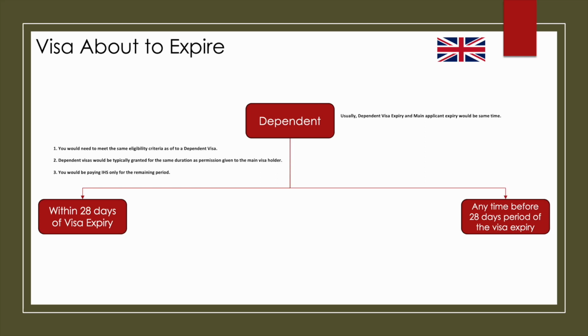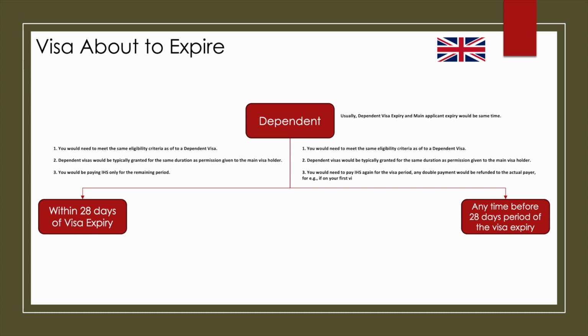Now let us look at the second option. Extension of visa any time before 28 days period of the visa expiry. You would need to meet the same eligibility criteria as for a dependent visa as earlier stated for this as well. Followed by that, dependent visas would be typically granted for the same duration as permission given to the main visa holder. And also note, if you are applying for your extension visa anytime before 28 days period of the visa expiry, then you would need to pay IHS for the overlapping period as well. And this would be refunded to the actual payment method.